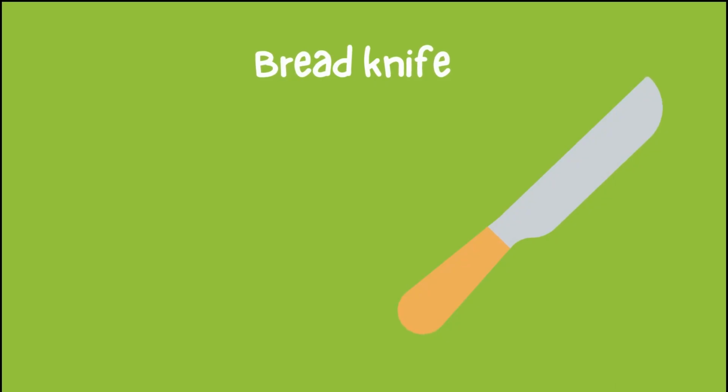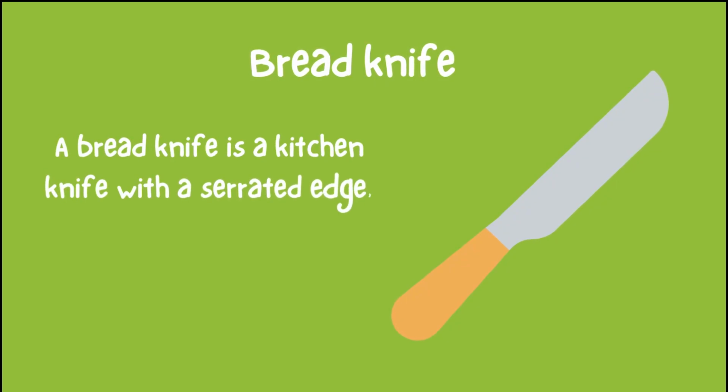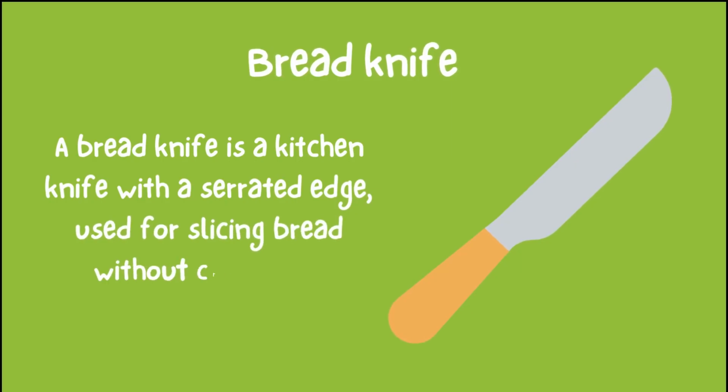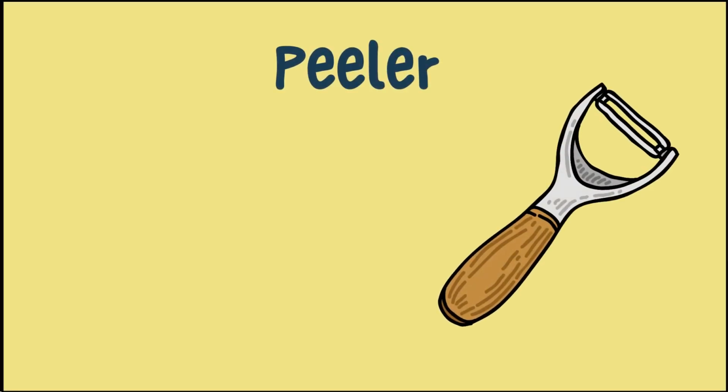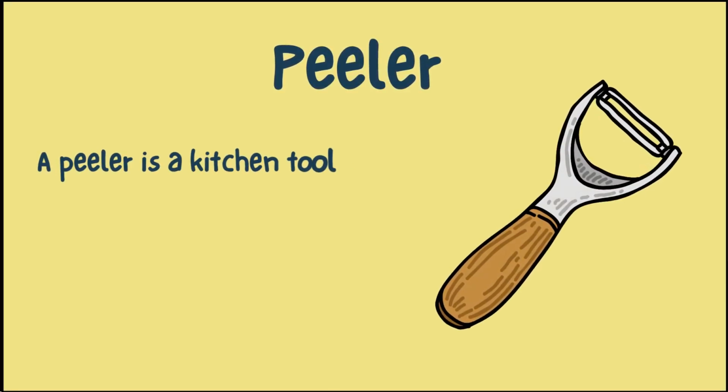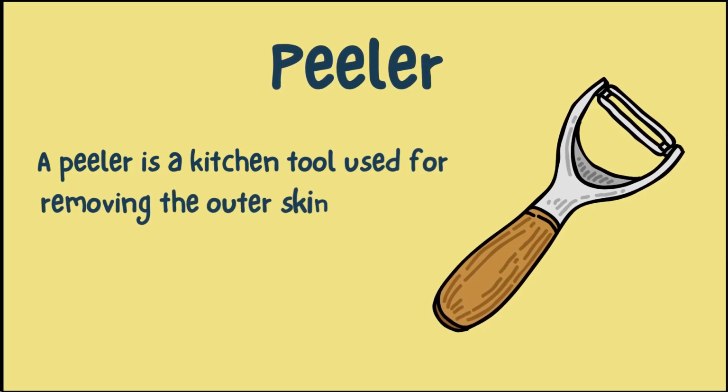Bread knife. A bread knife is a kitchen knife with a serrated edge, used for slicing bread without crushing it. Peeler. A peeler is a kitchen tool used for removing the outer skin of fruits and vegetables.